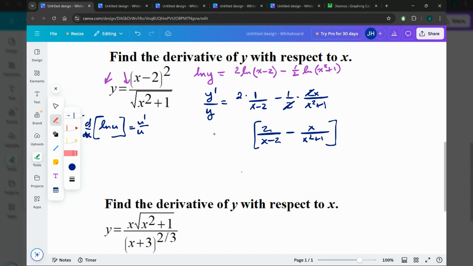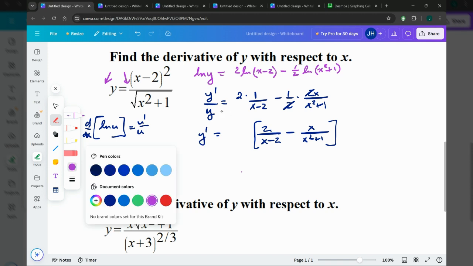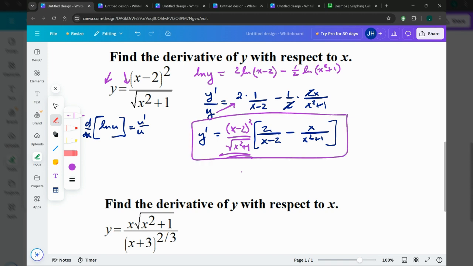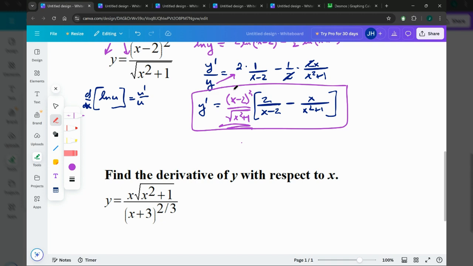But I'm really trying to find out what y prime is. So I'm going to have to multiply by y on both sides. If I multiply by y, right here I'd have to multiply by y, which is x minus 2 squared over radical x squared plus 1. There is my final answer. And I, as a teacher, would not make you simplify that. I'm not going to make you distribute. I'm not going to make you try and make it one big fraction. When we're doing logarithmic differentiation, we're trying to make it easier just to find the derivative.